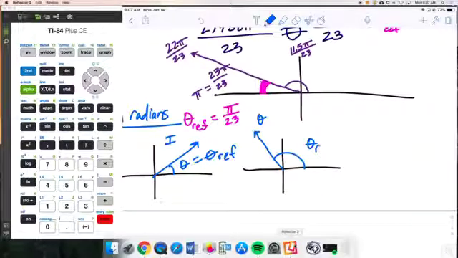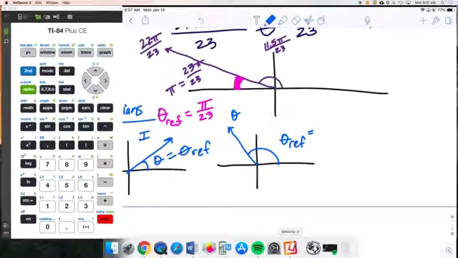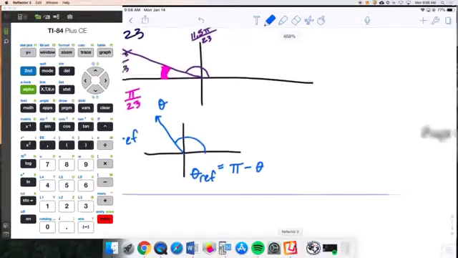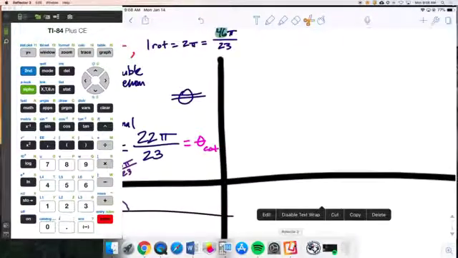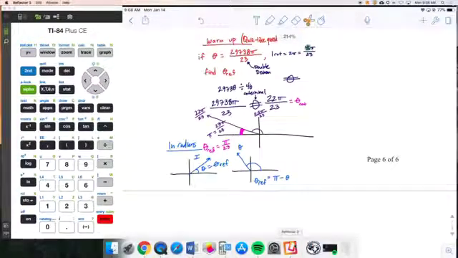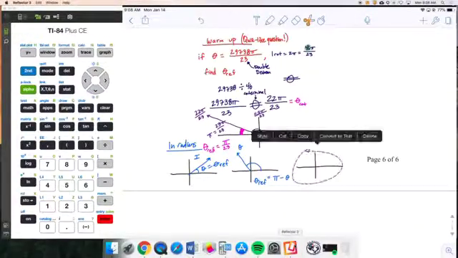Now the reference angle is not 180 minus theta, but what? What is 180 in radians? 180 degrees. Pi. Yeah, it's pi minus theta. Okay, pi. Any version of pi, like 23 pi 20-thirds. All right. No, not that. Sorry. Too big. There we go.